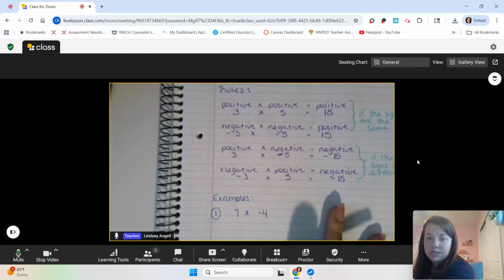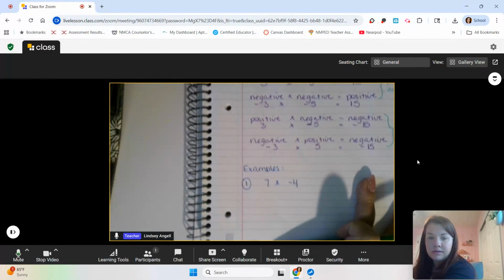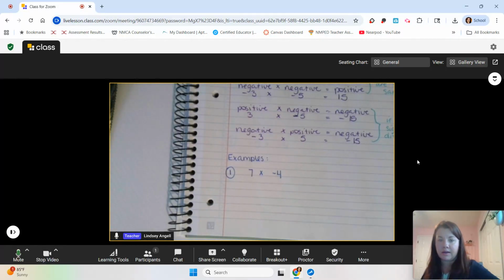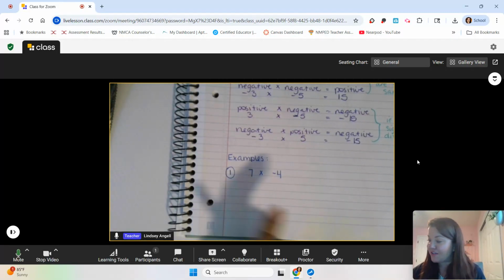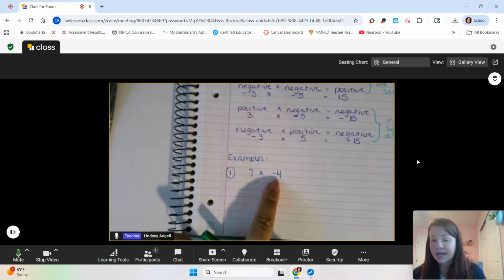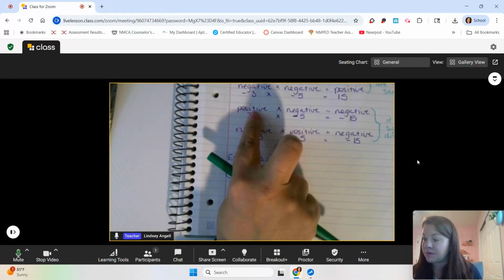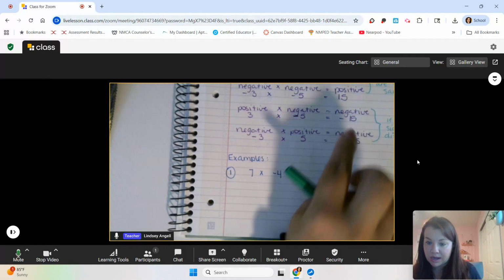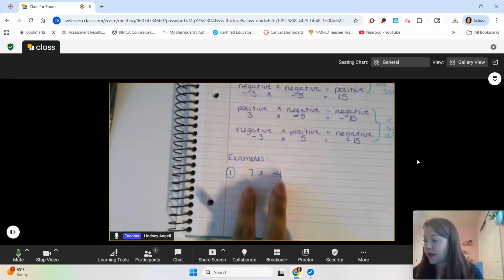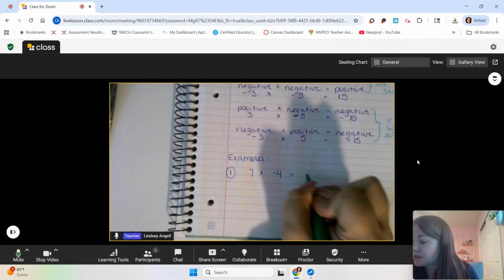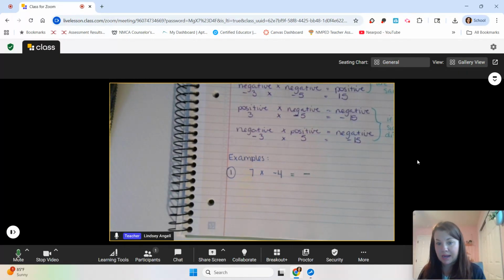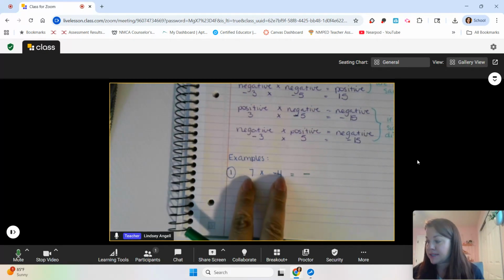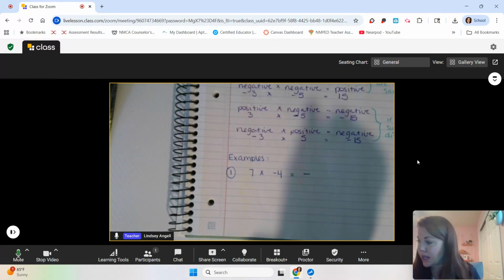I'm going to rearrange a little, make sure you can actually see everything. All right, we'll try that. Okay, our first example is 7 times negative 4. Well, that's like this example here. One of them is positive, one of them is negative, so therefore my answer is going to be negative. So now I just need to think, what is 7 times 4? Okay, 7 times 4 is 28.